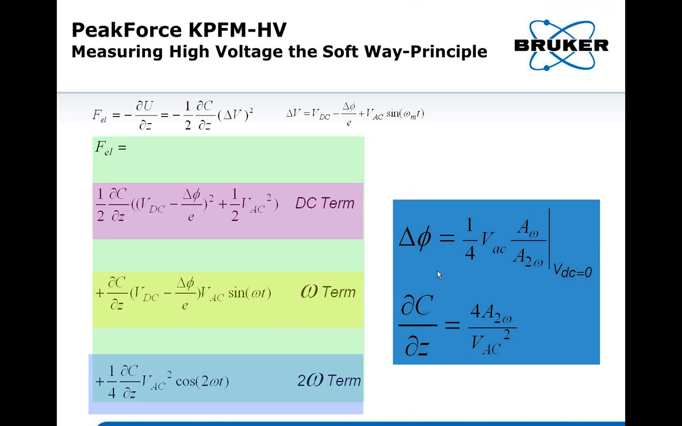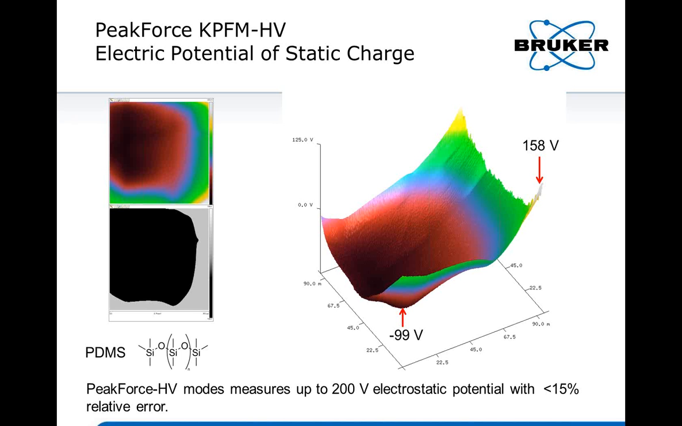Now let me give you one example. Here is a PDMS sample, and with this method we can measure up to 200 volts that we calibrated. The accuracy is within 15% relative error. In this example, we measured minus 99 volts, nearly minus 100 volts, on the negative side, and we measured 160 volts on the positive side. So it really extends the potential range much, much beyond the conventional KPFM, which is 10 volts.